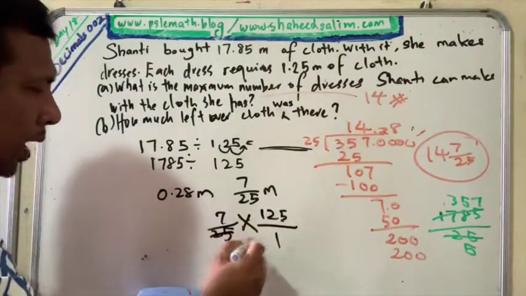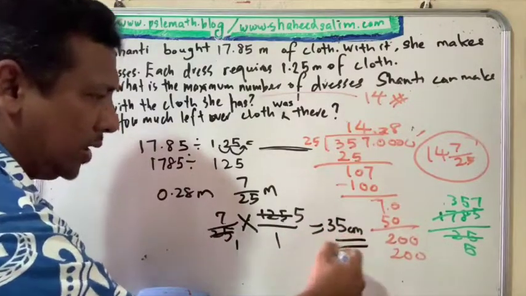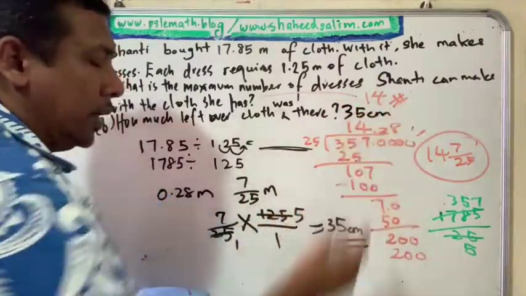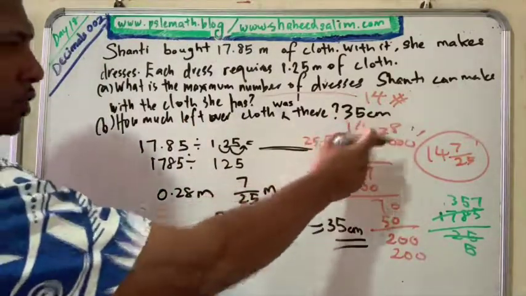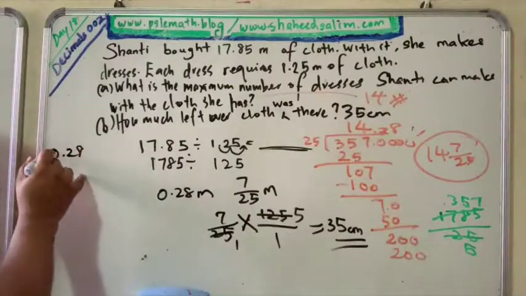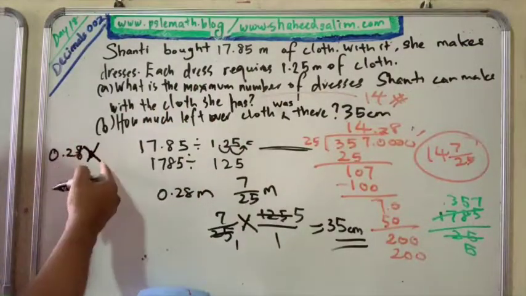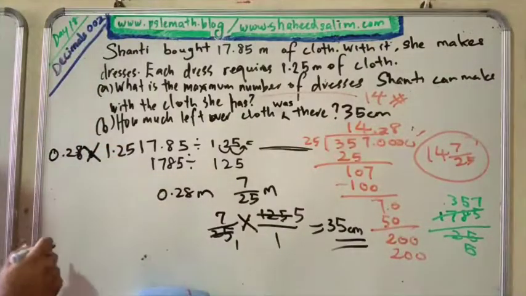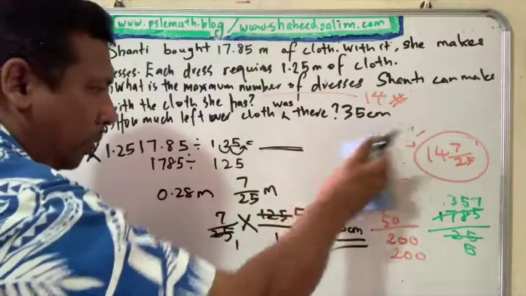Let's assume you get 1, you get 5. 7 times 5, 35 cm. So this is the leftover. How much leftover cloth was there? It is 35 cm. Now if you don't believe this, just do the decimal way. Here we go. You have 14.28. So 0.28 is the leftover, 0.28 of what? Of this 1.25. So what does of mean? Times, right? So you multiply it here.